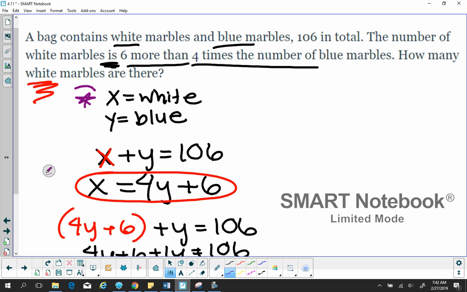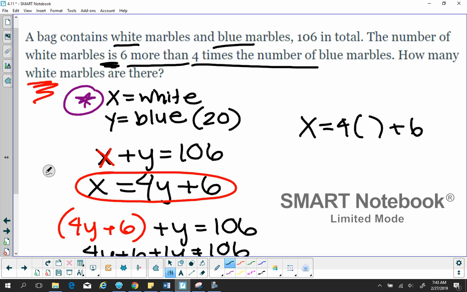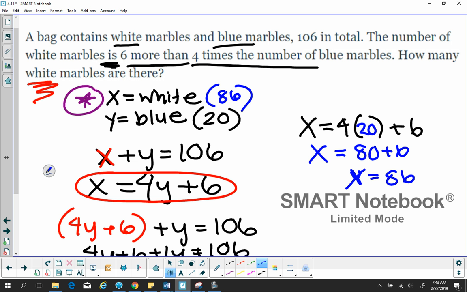X, right? So I need this. I just solved for Y and got 20 marbles. So I'm going to need to plug it back in to solve for X. Let's just solve it for this one right here. X equals 4Y plus 6. How many blue marbles do I have? I know I have 20 because I just solved that. So 4 times 20 equals what? Plus 6. Perfect. So in my Delta Math, I would write 86 as my answer. That's it. 86 is the answer. Does that make sense? Cool.